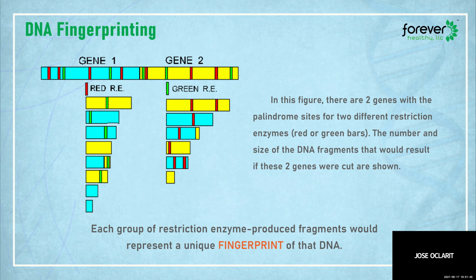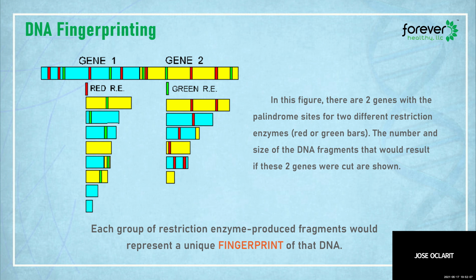For the green restriction enzyme, you have how many fragments? 1, 2, 3, 4, 5, 6 bands. So using a particular restriction enzyme, you have a particular DNA fingerprint. And then using another restriction enzyme will change the picture of your fingerprint.